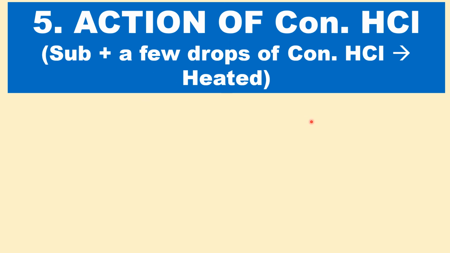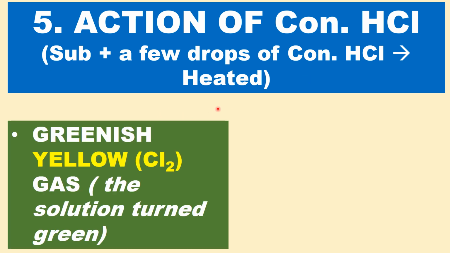We will see the concentrated HCl test, action of concentrated HCl. In your test, you are given a substance. You take a small pinch of substance in a test tube and add a few drops of concentrated HCl and heat slowly. Always heat slowly and then heat it more.